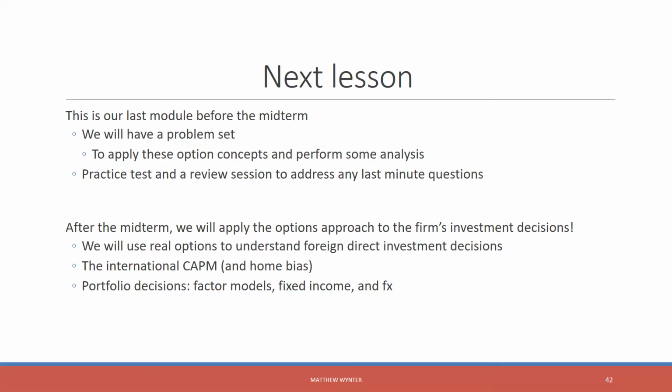After the midterm, we're going to pick up right back where we're at, and we're going to apply this options approach to the firm's investment decisions. So we'll use real options to understand foreign direct investment decisions. We're going to look at the international CAPM, violations of the CAPM when we look at portfolios with home bias, and then we'll really get into some fun portfolio decisions. So we'll look at multi-factor models, ways of pricing equities. We'll definitely get into fixed income strategies, and we'll also have the opportunity to look at some different FX strategies.